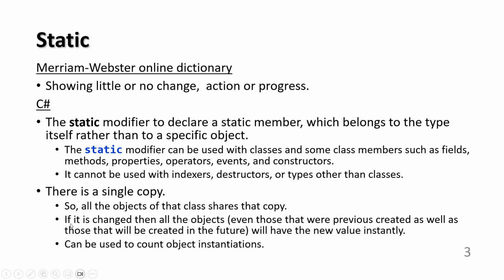And if it is changed, then all the objects, even those that were previously created, as well as those that will be created in the future, will have the new values instantly. It can be used to count object instantiations. Imagine that you want to count the number of cars. You remember that we had it in one of the few sessions that we make a game and you generate a car. You want to have a variable to count the number of cars that you have created.